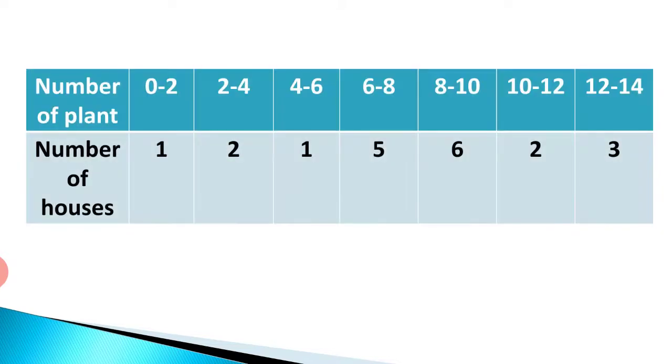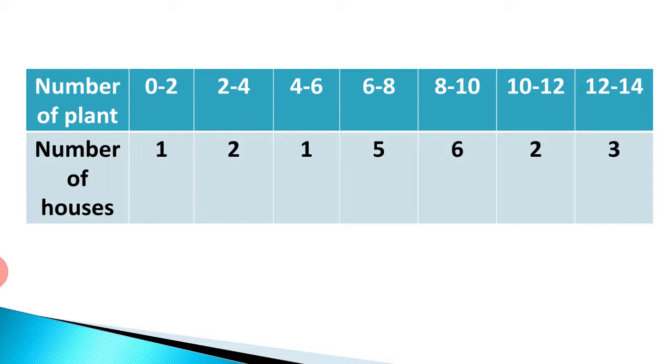So this is the table, organized the data, and it is always in ascending order. You will find the data is always arranged in ascending order. So 0 to 2, 2 to 4, 4 to 6, 6 to 8, 8 to 10, 10 to 12, and 12 to 14. These are the number of plants, and then number of houses are given, so frequency is also given.